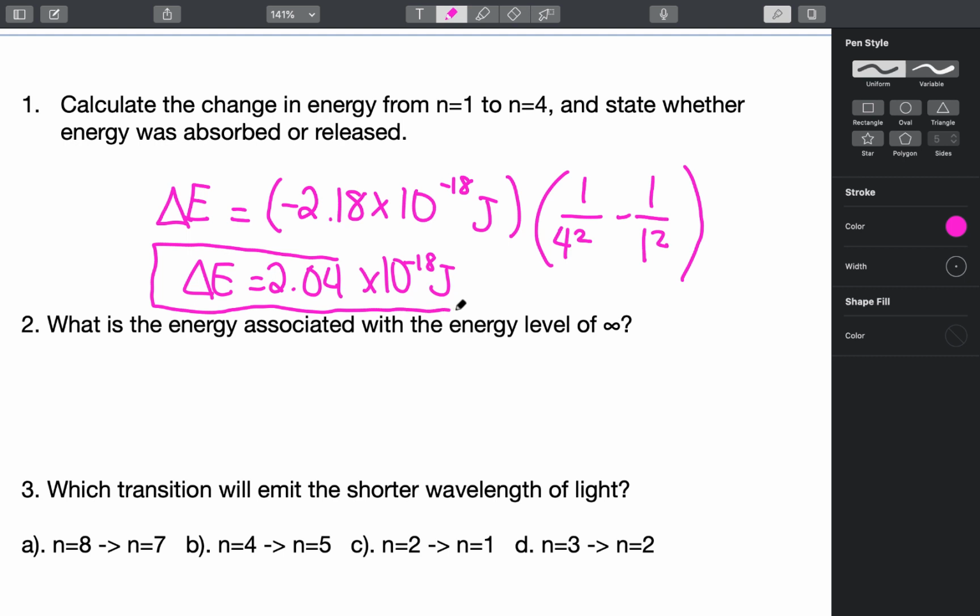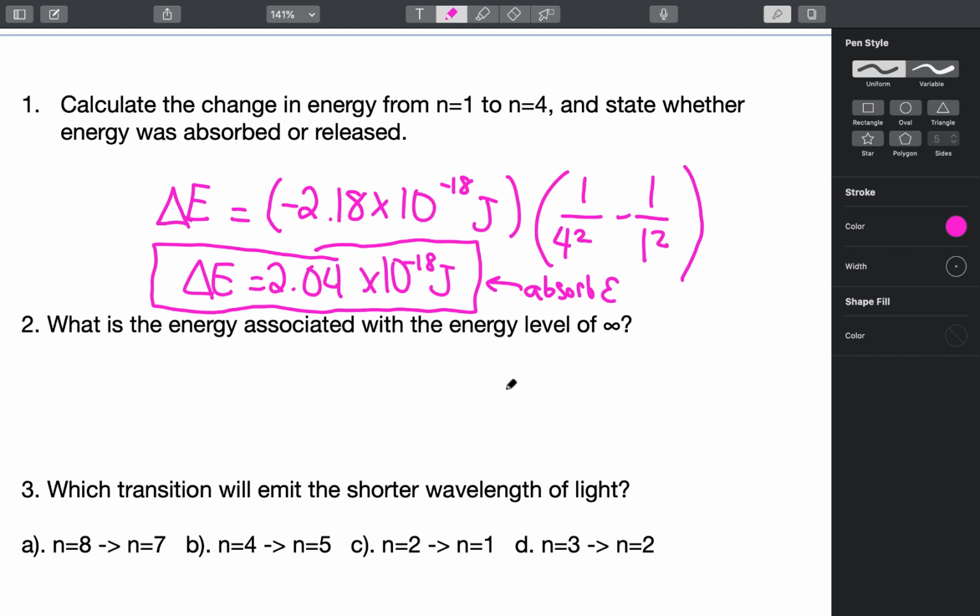And now, is energy absorbed or emitted? Well, even before doing the calculations, you should be able to answer this. It's absorbing energy, because in order to go from a lower energy level to a higher energy level, you need to absorb energy. And delta E is positive in this case, so we absorb energy.